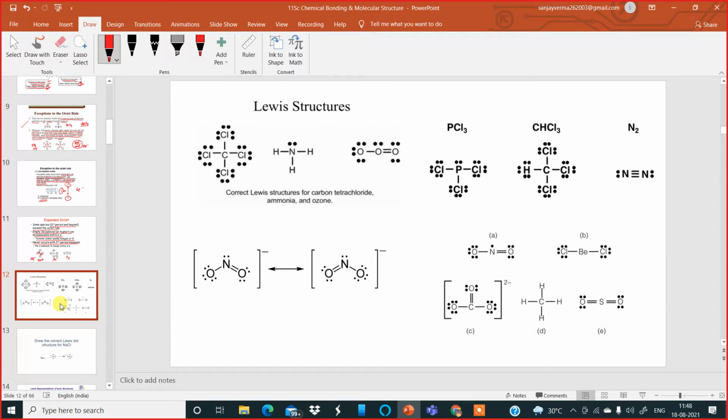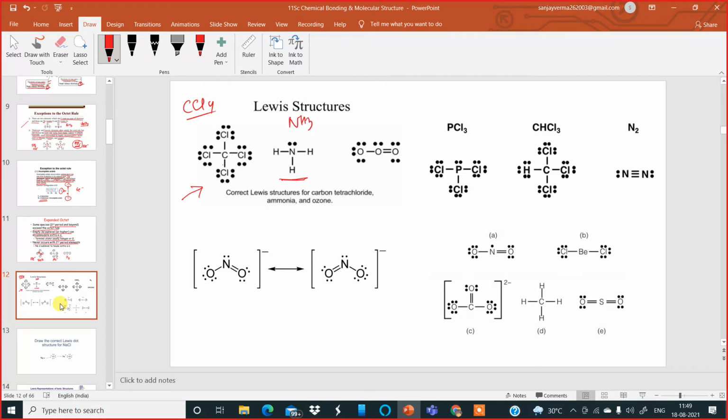Okay, did you understand something? Dear boys, did you understand something? Yes, sir. Okay, these structures which you see on your screen. This is the Lewis structure for carbon tetrachloride, CCl4. Carbon in the center, surrounded by 4 chlorine atoms, and the carbon has acquired an octet, 2, 4, 6, 8.